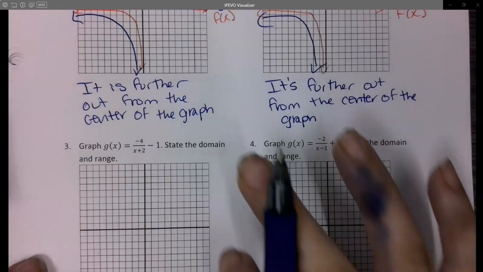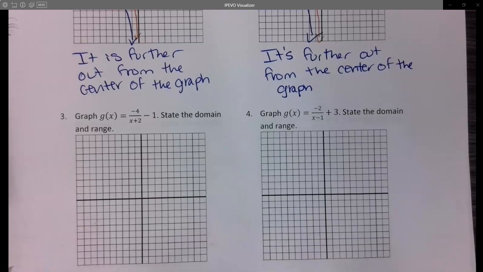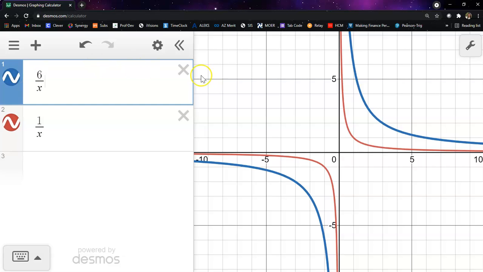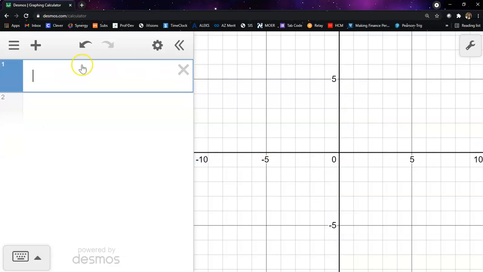Okay. So number three wants me to graph and then state the domain and range. So I'm going to type this one into Desmos. What do I do?